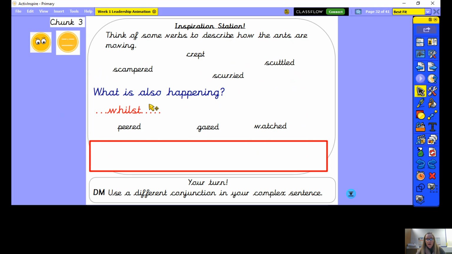I also want you to think about what is happening with the ants. So you might use the conjunction whilst to describe what is happening. Maybe they're peering or peered through the grass. Maybe they're gazing and maybe they're watching for something. What words can you think of to describe what they are doing? Watch the video one more time to give you some inspiration and write down as many different ideas as you can think of.